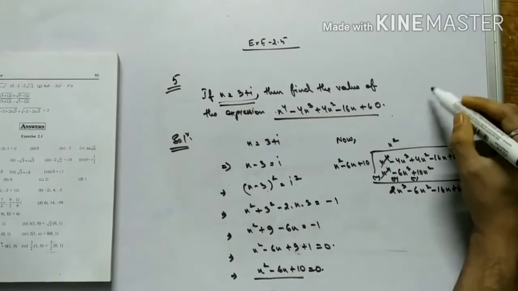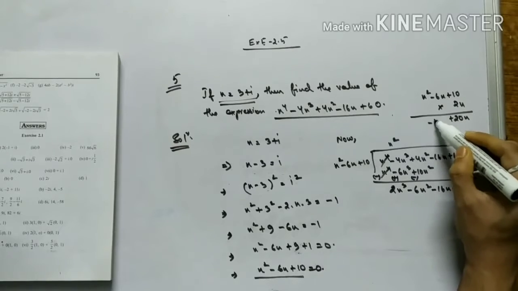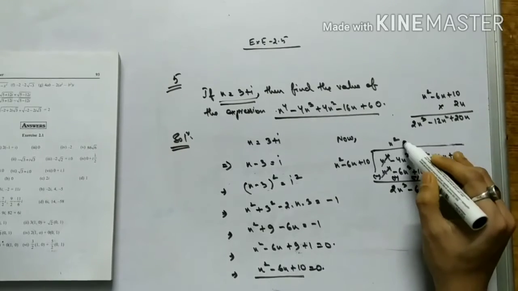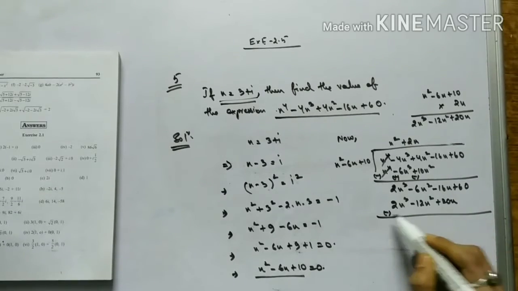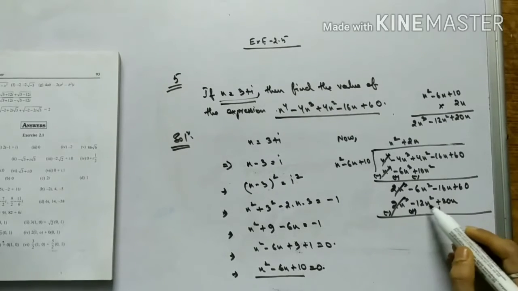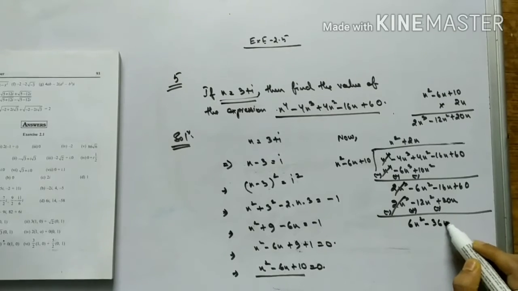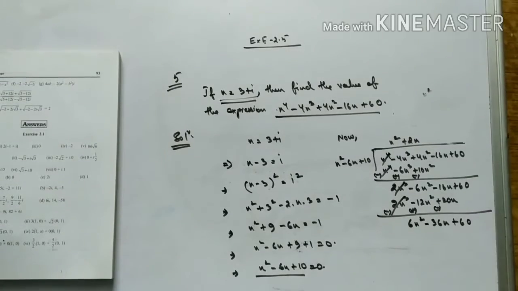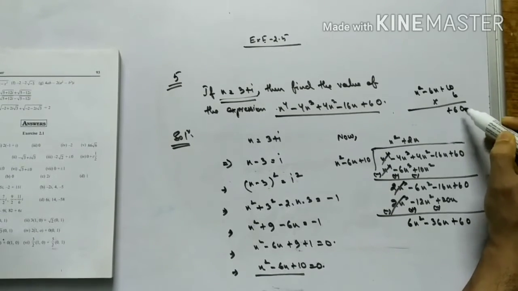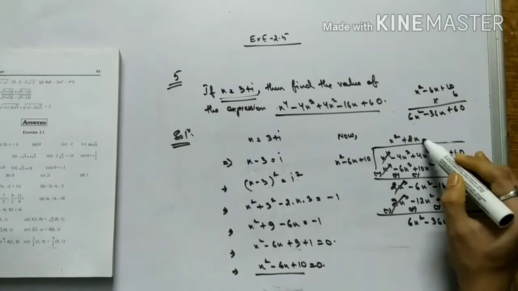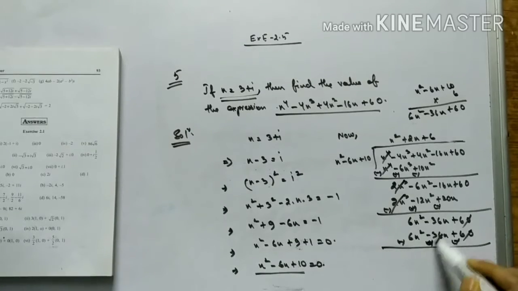Again we will see x square minus 6x plus 10 into 2x, so 20x, and this will be 12x square, 2x cube, so plus 2x cube minus 12x square plus 20x, so this is minus plus minus. So this one it will be 6x square minus 36x plus 60. Now x square minus 6x plus 10 into 6, so plus 60 minus 36x, 6x square, so plus 6x square minus 36x plus 60. So I will get 0.